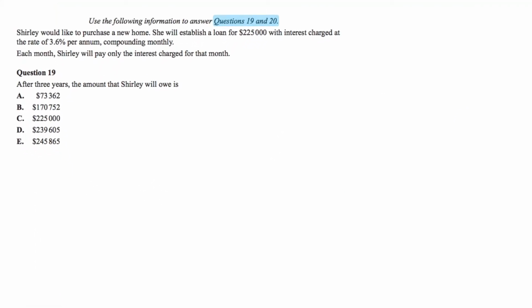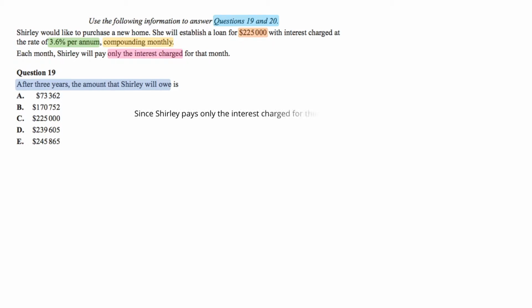Use the following information to answer questions 19 and 20. Shirley would like to purchase a new home. She will establish a loan for $225,000 with interest charged at a rate of 3.6% per annum, compounding monthly. Each month, Shirley will pay only the interest charged for the month. Question 19 is asking for the amount that Shirley will owe after 3 years.